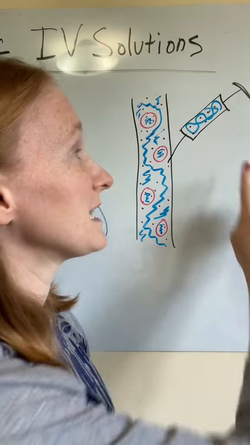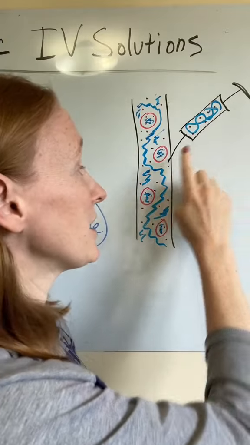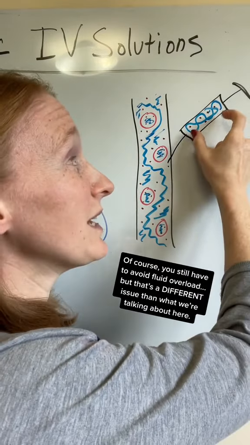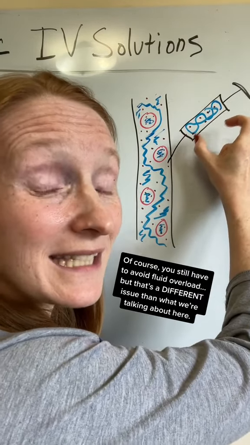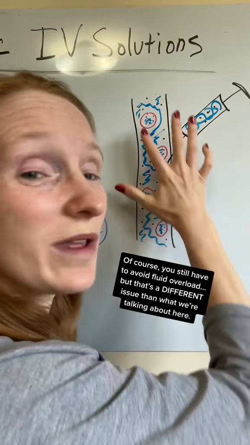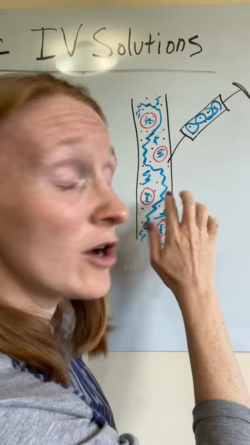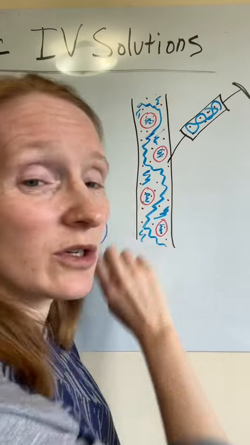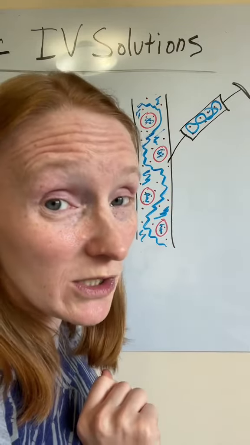So the really cool thing is because the ratio is the same here that it is in here, then you can add as much isotonic IV solution as you want without changing the tonicity in here, which means the balance between the two is going to be the same under normal circumstances.